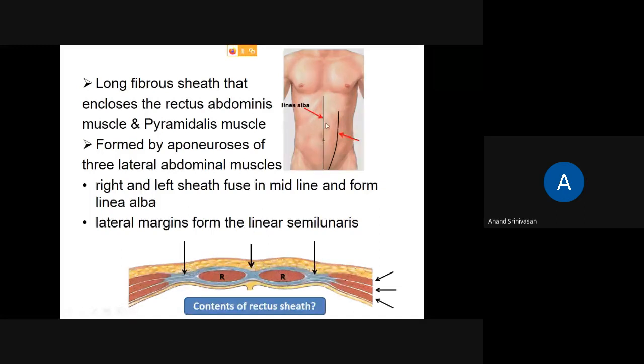Because the linea alba is devoid of any blood supply, healing will take a longer time. Also, the strengthening of the linea alba will take quite a longer time, and that could be a possible cause for herniation. So that's why usually they do not make a midline incision. They make a paramedian incision, depending on which area the pathology is.